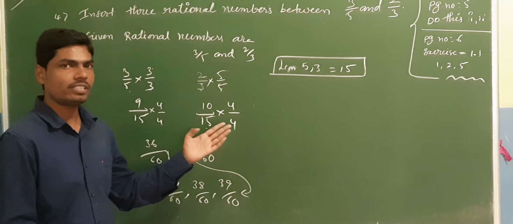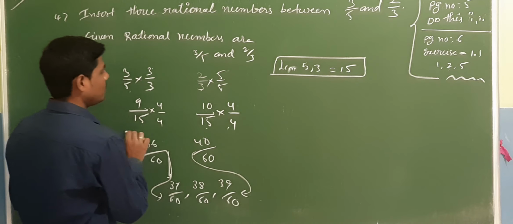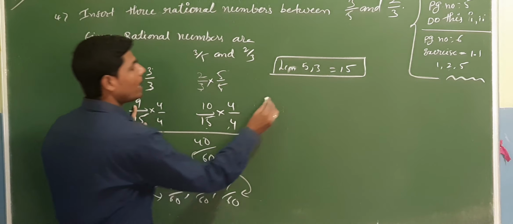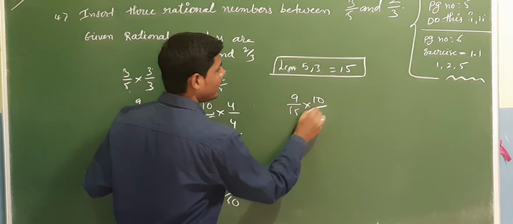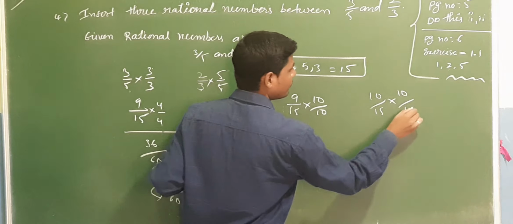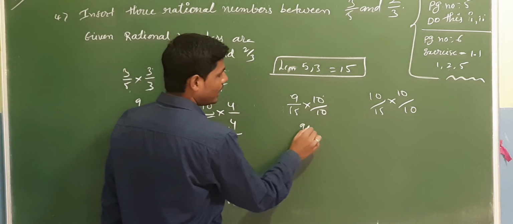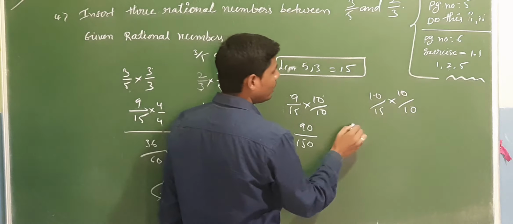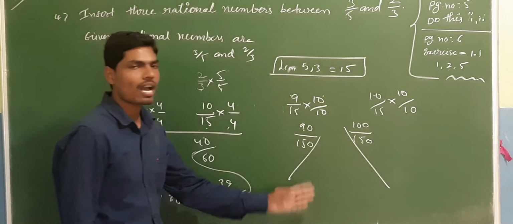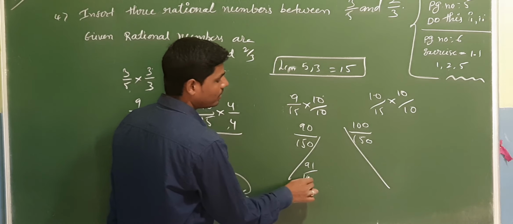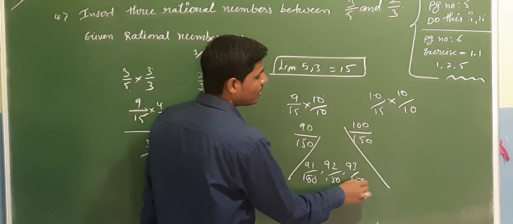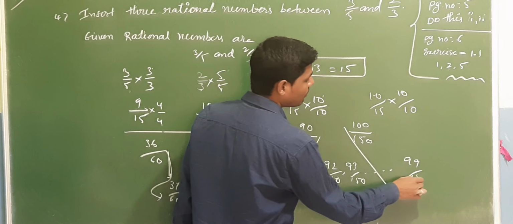If you multiply with 10 instead of this 4, after this step, what will happen? 9 by 15 into 10 by 10, and here 10 by 15 into 10 by 10. 9 into 10, 90 by 150. 10 into 10, 100 by 150. See, in between these two fractions, you have 91 by 150, 92 by 150, 93 by 150, and like that you will get up to 99 by 150.